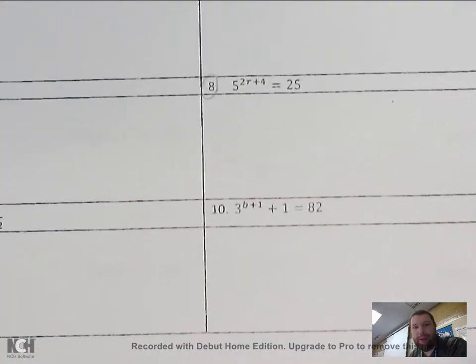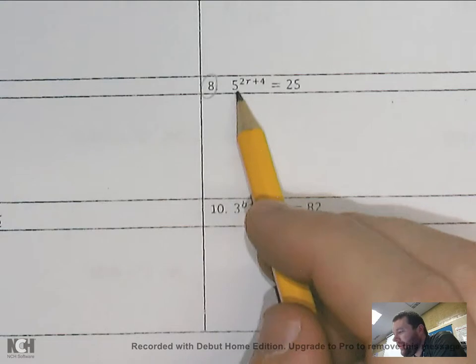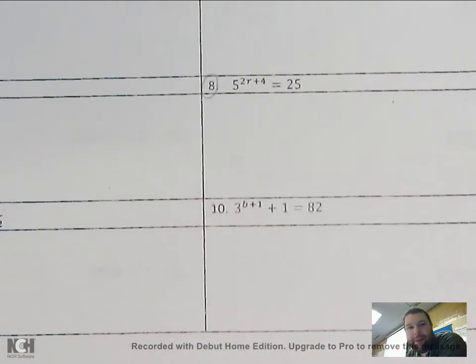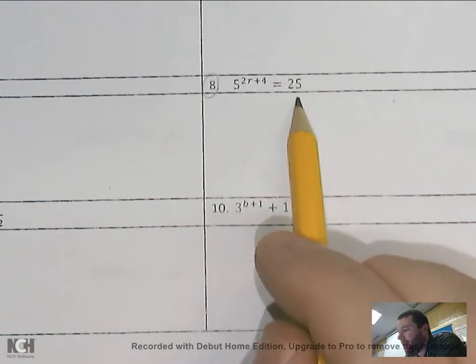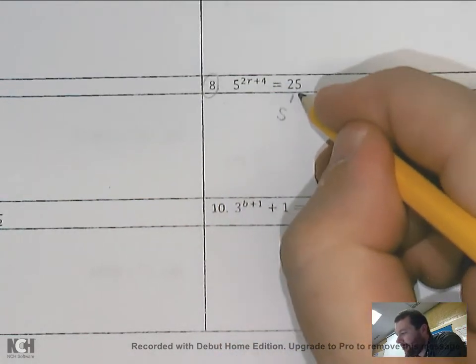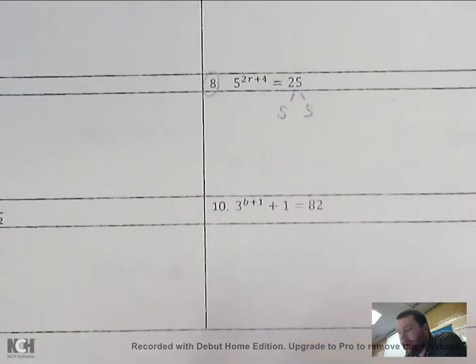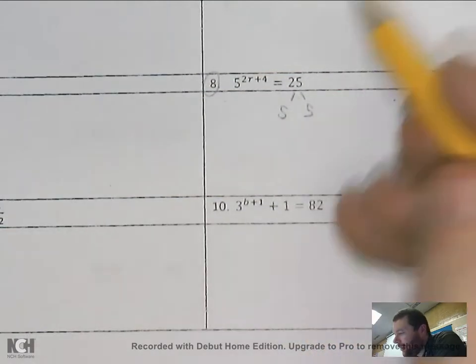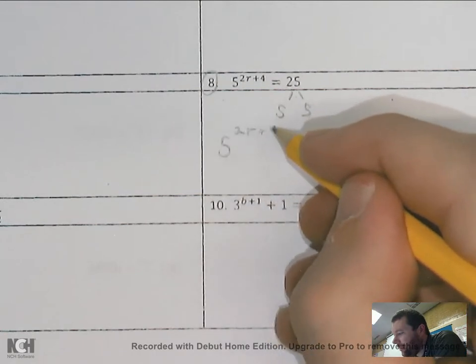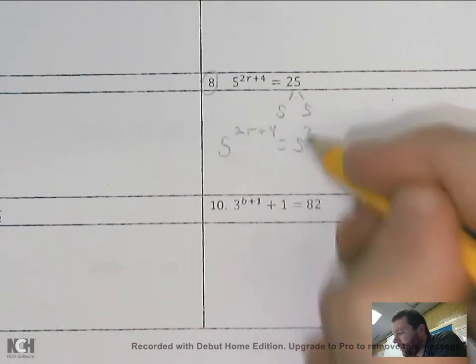So this one is a little bit trickier, right? This has a base of 5 and then 2r plus 4, that's all in the exponent. So I need to get this to a base of 5 as well. I'm going to start by seeing how many times 5 goes into 25, which looks like it's just twice. So I can rewrite that as 5 to the 2r plus 4 is equal to 5 to the second power.